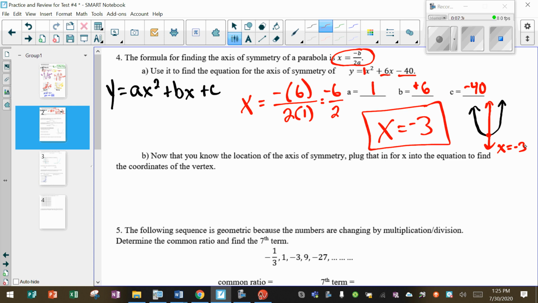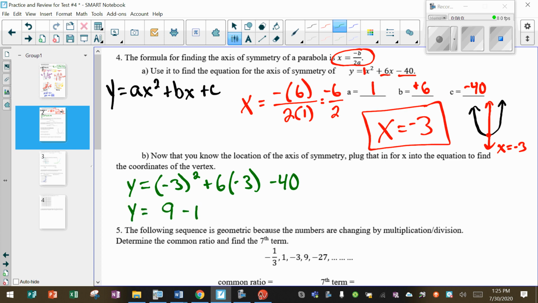Find the coordinates of the vertex. Well, we already know the x-coordinate because it's the same x value as the axis of symmetry. So what we're going to do is take our equation, find the y value using the x value that matches our axis of symmetry. So that means we're going to plug in -3 for all the x's, and then just figure out what is the y value that goes with it.